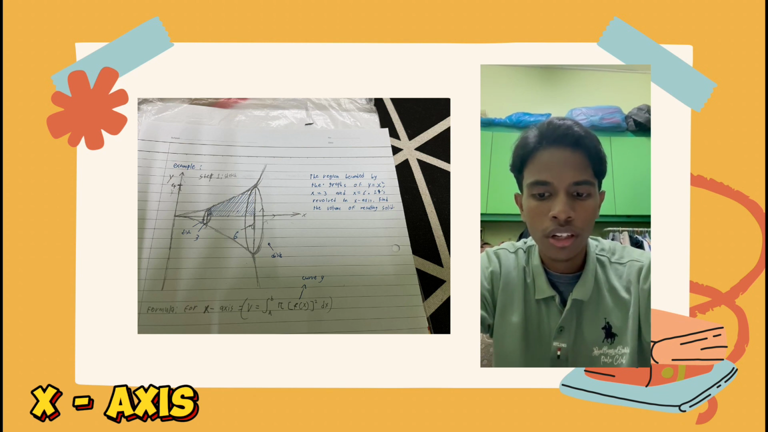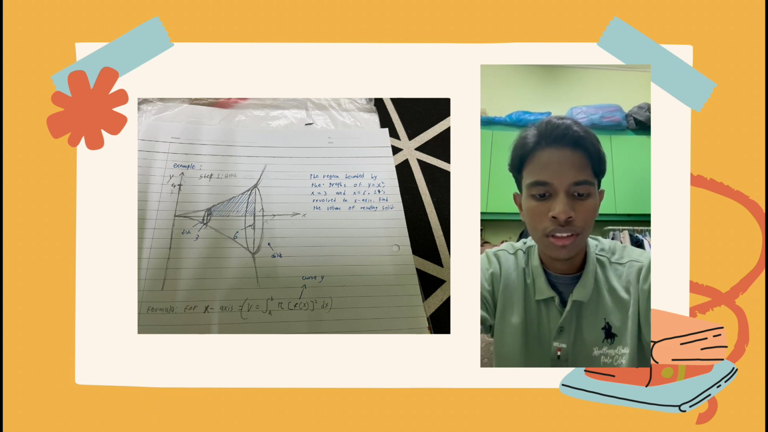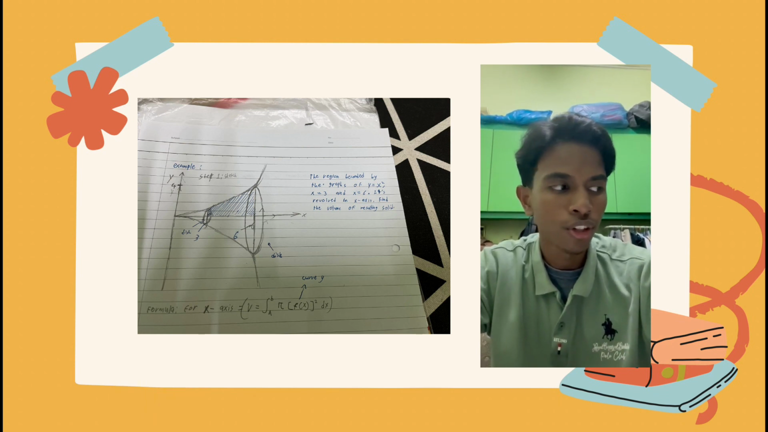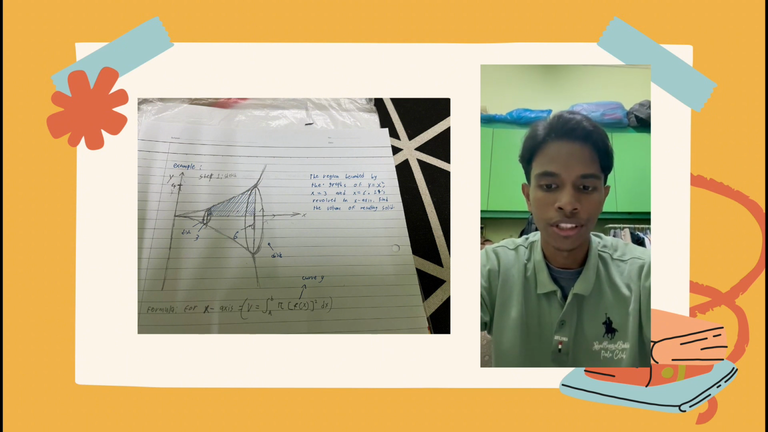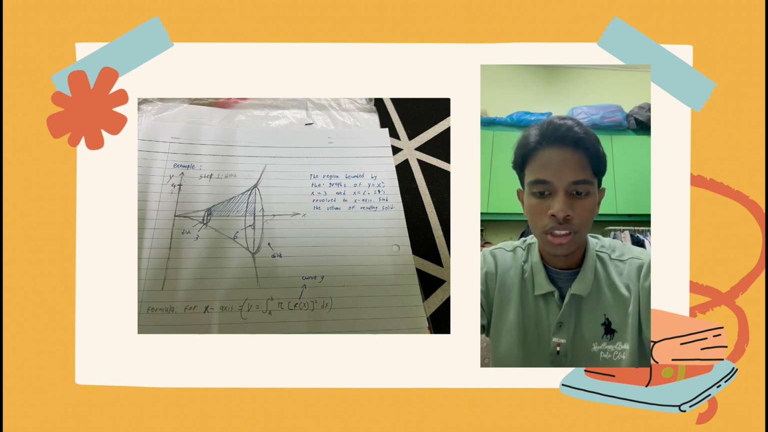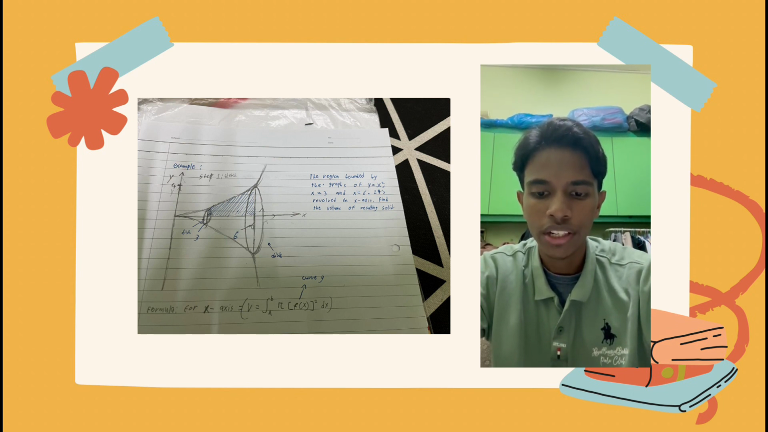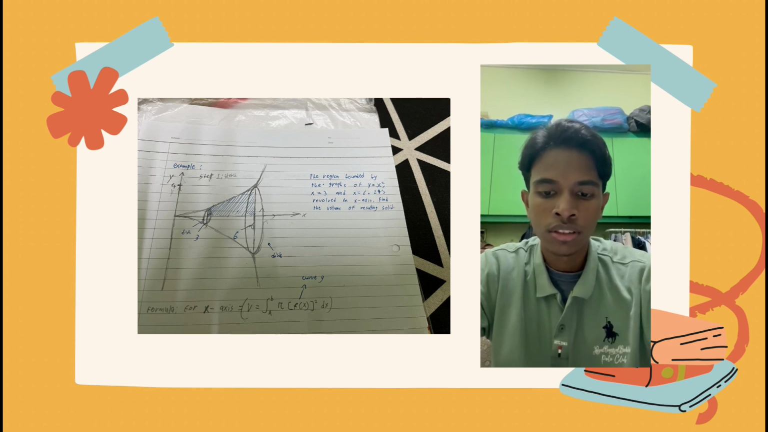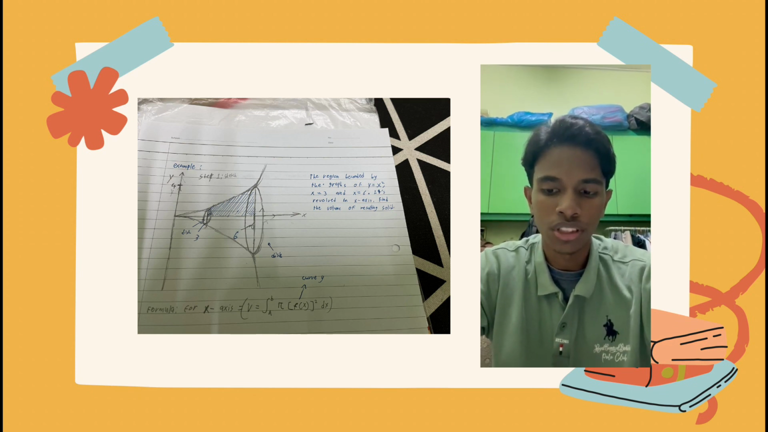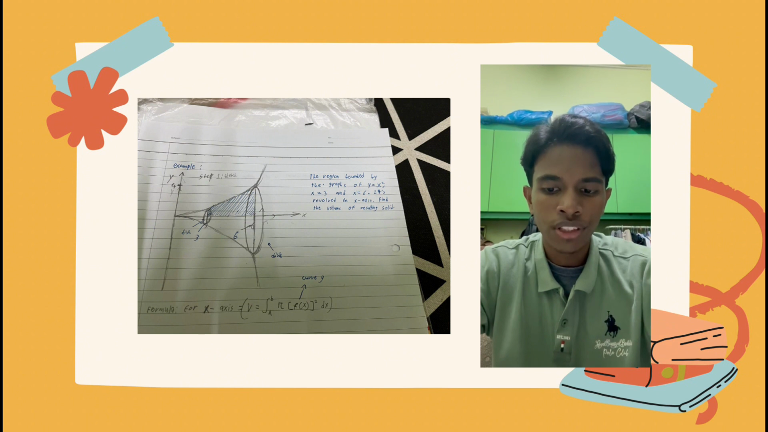Okay, here we have an example question of volume of revolution. The question is: the region bounded by the graph of y equals x squared, x equals 3 and x equals 6 is revolved about the x-axis. Find the volume of the resulting solid.